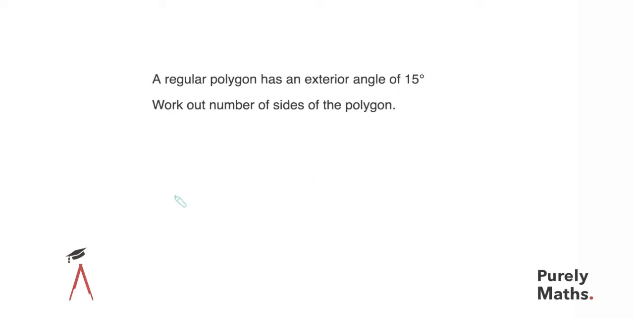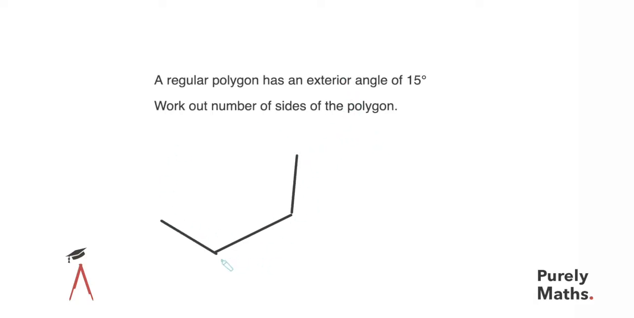This question doesn't actually have a diagram attached to it, so if there isn't a diagram, what I would recommend is for you to draw one to help you visualize what the question is asking for. So I'm going to draw in a couple of the exterior angles just so that you can see. So imagine there's one here, 15 degrees, there'd be another one here, which is 15 degrees, and so on and so forth. So I want to know how many of these 15 degree angles there are to make up 360.